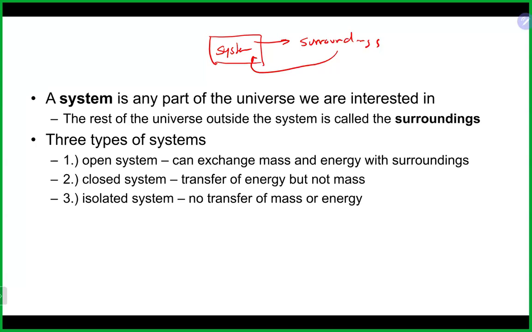And there's really, when we talk about systems, three types of systems that we come across. There is an open system, which is something that can exchange mass and energy with the surroundings.